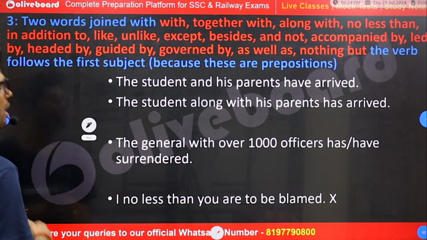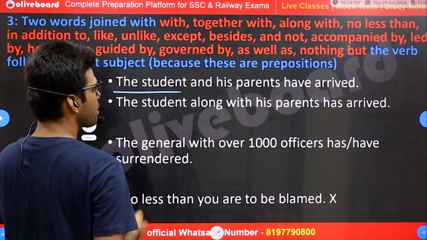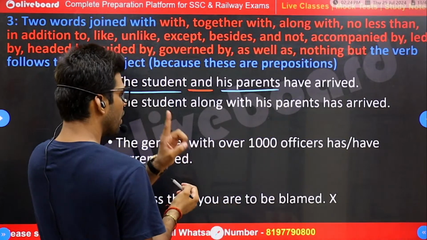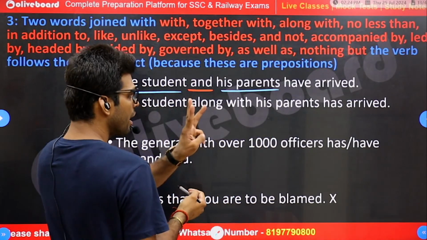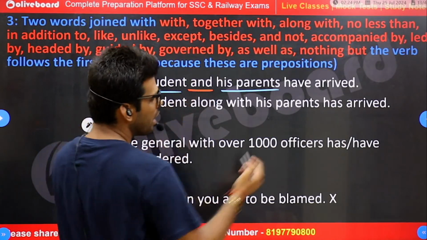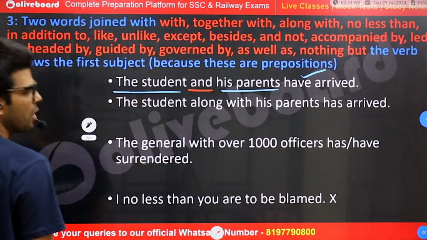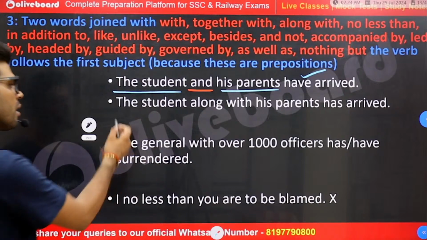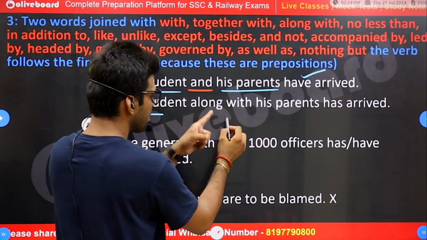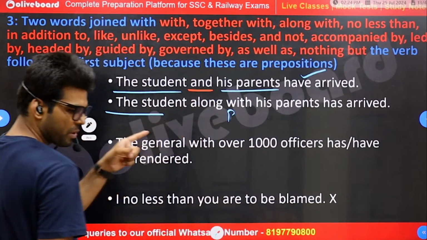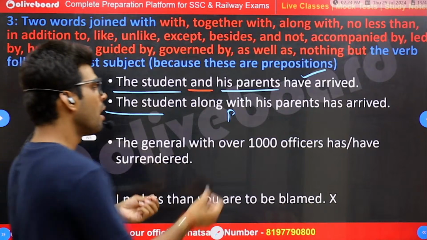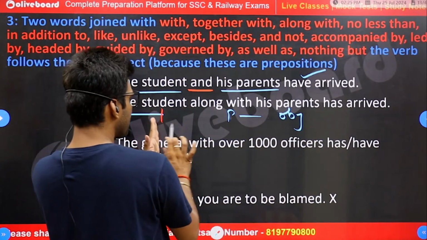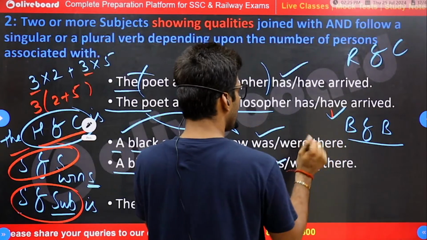I repeat. When you use a conjunction in between, the student and his parents, so a student, one, and joining words, his parents, two, three, have arrived, a plural verb there. But when you put a preposition in between, the student along with his parents, this is a preposition. With is a preposition, all of us know, can verify. It will take an object after it, it won't be a subject. The only subject available here is the student who has arrived.